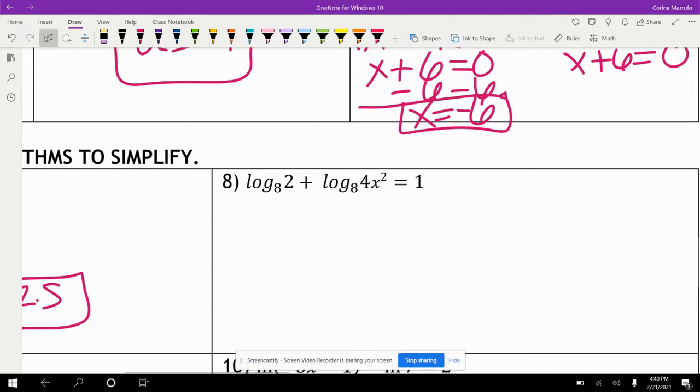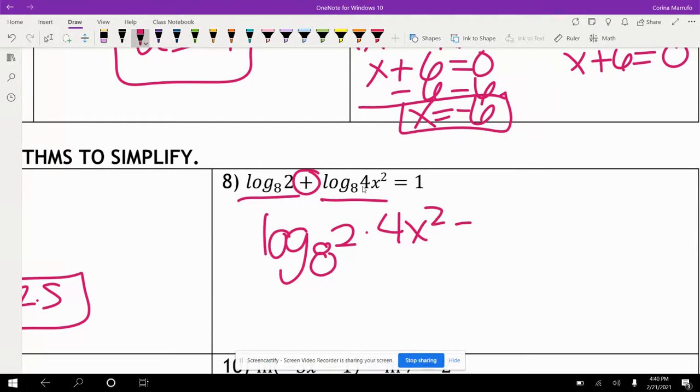All right, this next one. Again, we have two logs on this side, so I need to condense it into one. So log base 8. Now, because the logs are adding with each other, we're going to go ahead and multiply. So it'll be 2 times 4x squared. This is equal to 1.